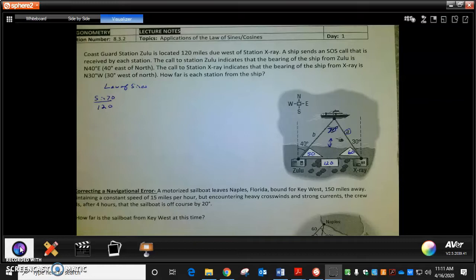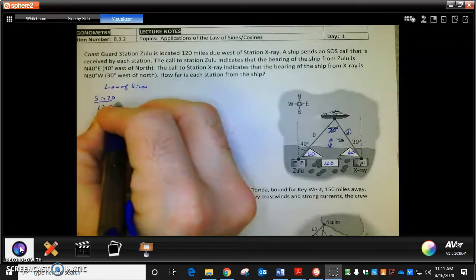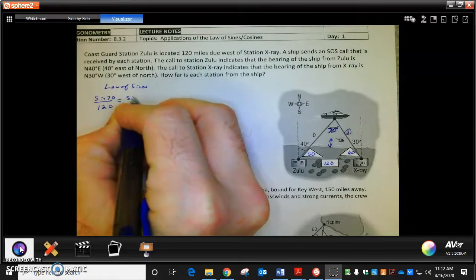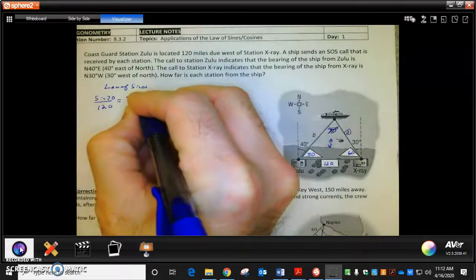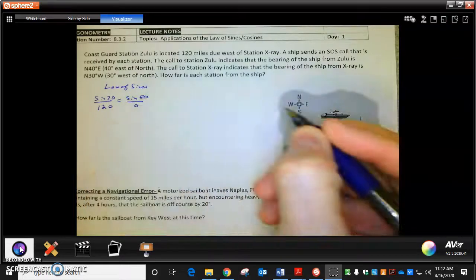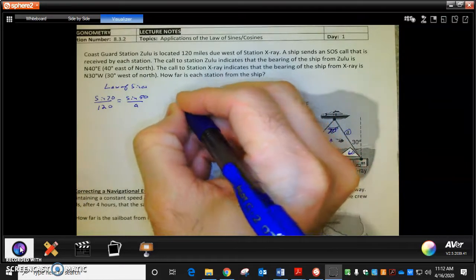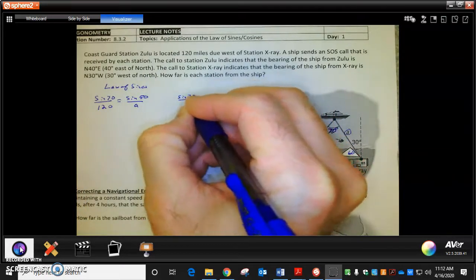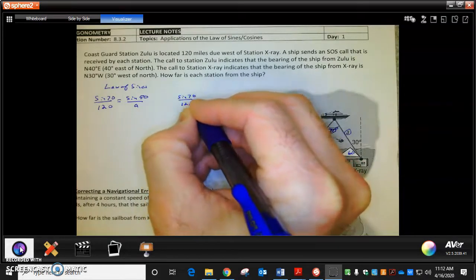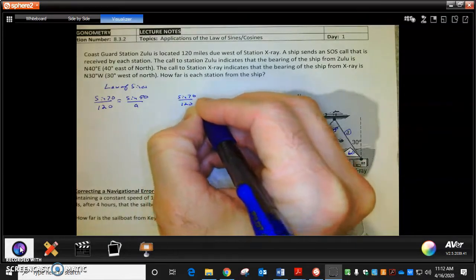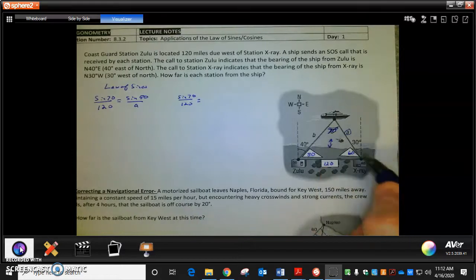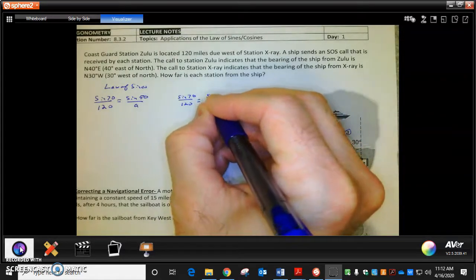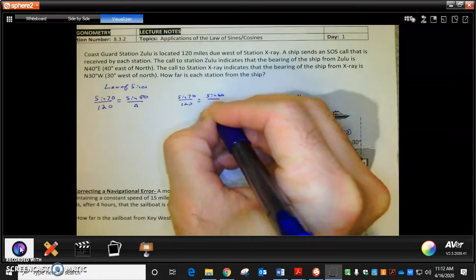Okay, there's the match that I had. And then that is equal to the sine of, well, 50 is the angle that's across from A. So sine 50 over A. And then we're going to set up another ratio using the same given information, the sine of 70 over 120. And then we're going to set that equal to the sine of 60 over B, because we're going to find side B, which is across from 60.